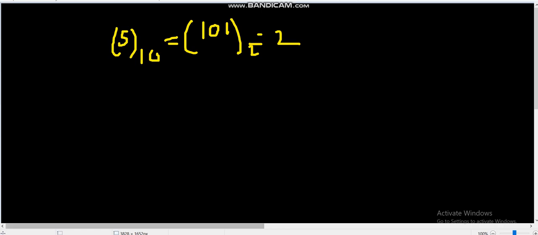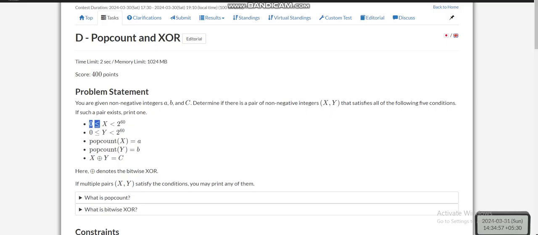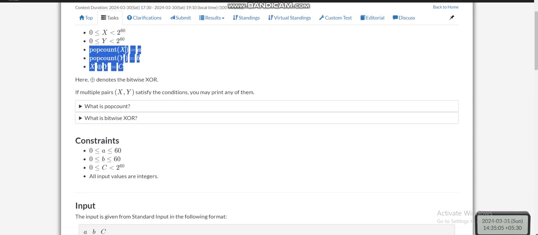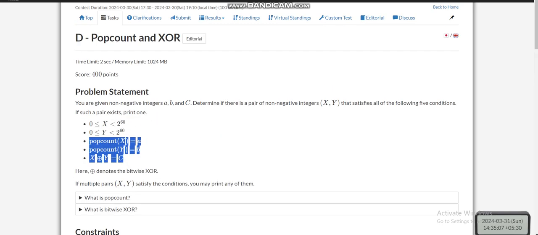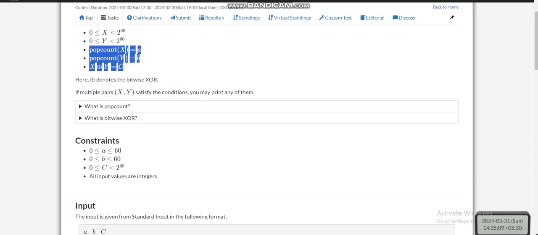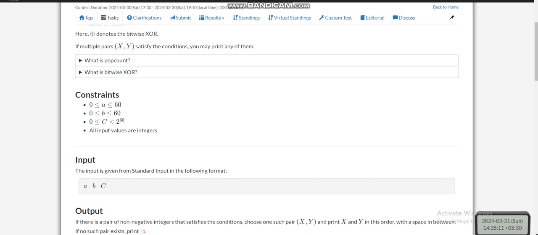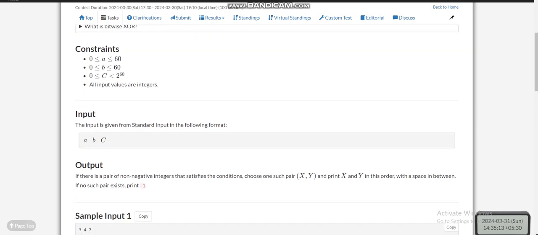Okay, now there are five conditions. The first two conditions are obviously important, but the last three conditions are the main ones. So this is kind of a constructive problem. We have to construct the solution. We have to find the values of x and y. There could be multiple possible answers, and if there is no answer, we have to print -1. And if there are multiple answers, we can print any of them.